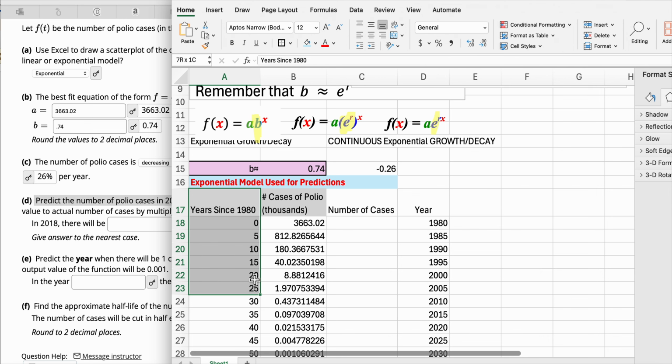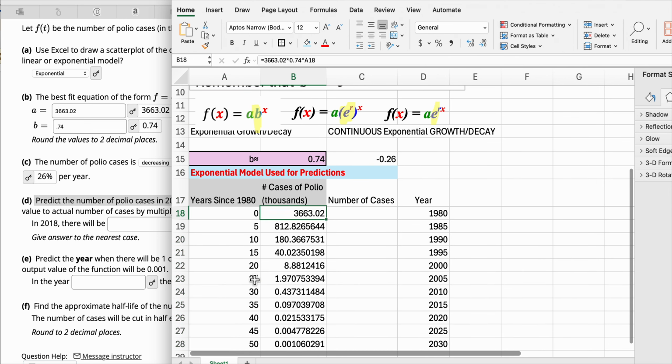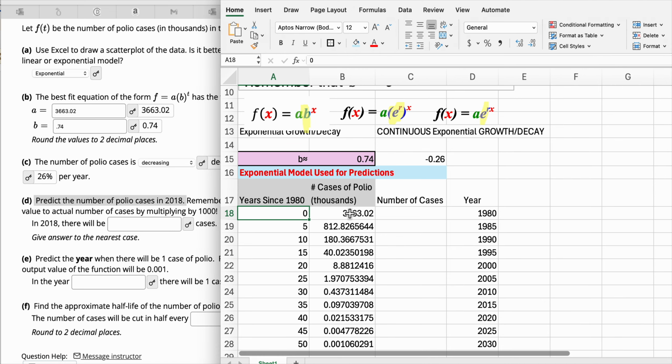The first column here is years since 1980, and then number of cases of polio in thousands. So I'm just going to start, year 0 would be starting at year 1980, and then I type my formula in, right? This is equal to 3663.02 times my b, 0.74, raised to this t value, which happens to be in cell A18, okay? And then I'm just going to go by 5 years.